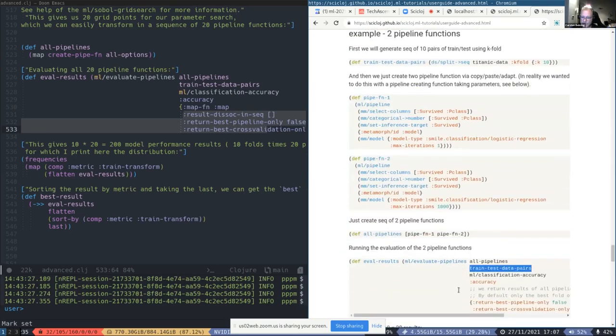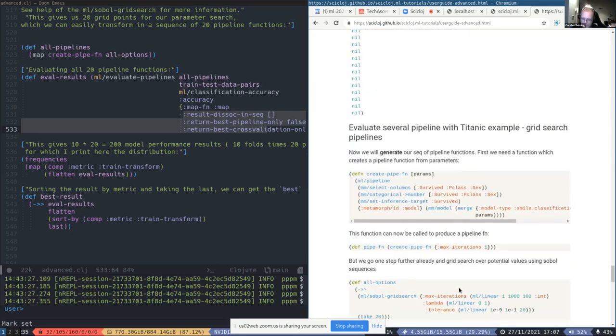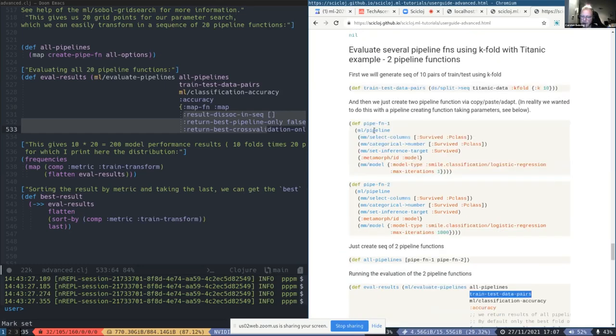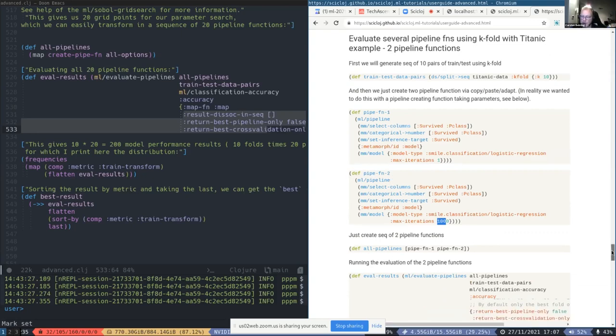So it's getting bigger and bigger. A little bit what you would do in reality, you would not create these pipelines by hand. The next step is to generate these pipelines. So you could basically iterate over a sequence of the max iterations which you would like to try: 1, 10, 50, 100, and you generate that.